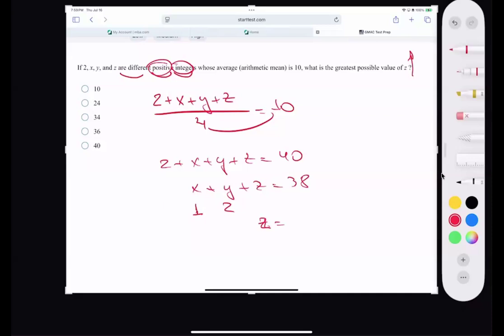Are you talking to yourself? It says different positive. May I finish, please? Thank you. And you scared me. 38 minus 3 is 35. Is that okay?